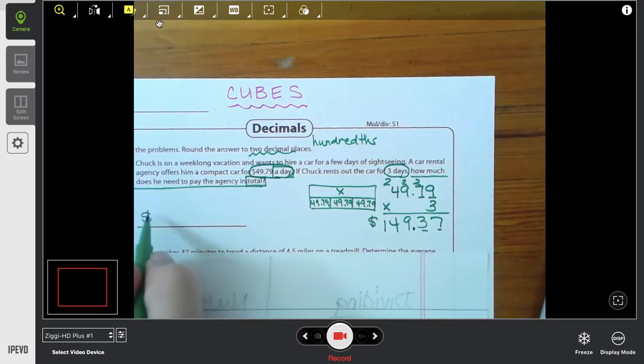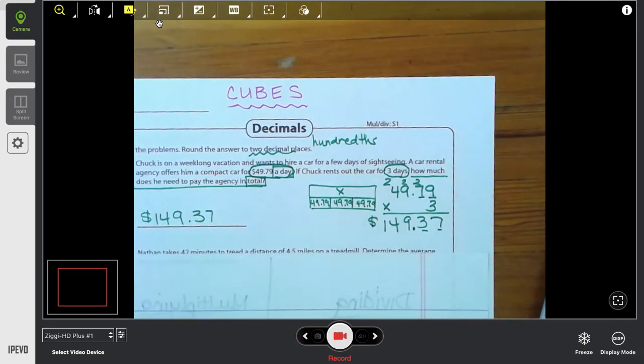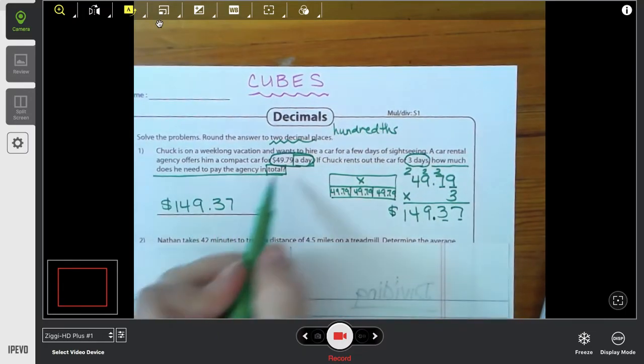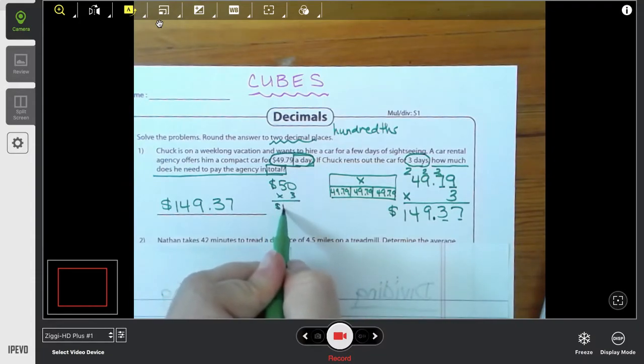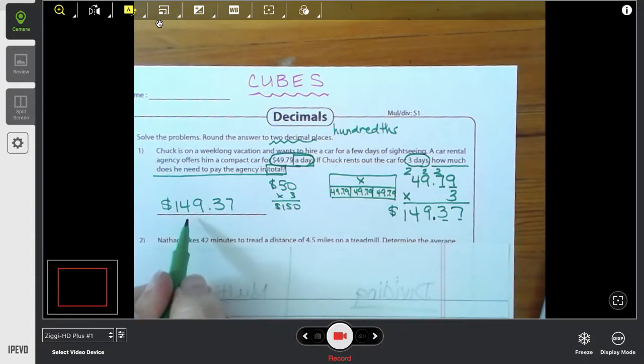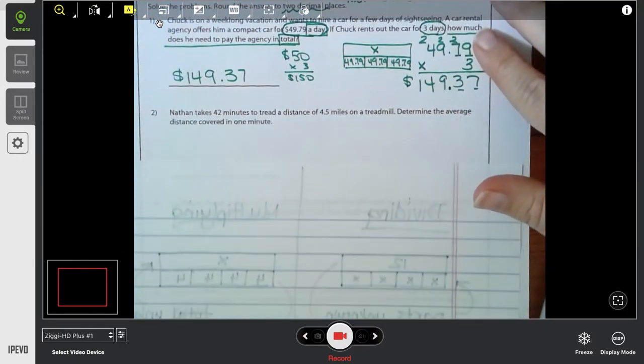So his total cost would be $149.37. Okay? That makes sense because this is about $50 a day. And if I was doing $50 times 3, that would be $150. And $149 is awfully close. All right, let's look at the next one.